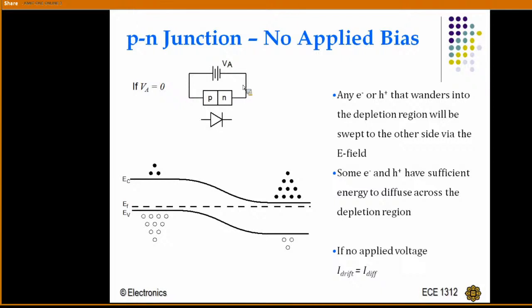Right, I just explained the open circuit value: Vi is equal to 0 if I am not applying any bias. Now what is going to happen if you are not applying any bias? See that this is a barrier height, and the barrier height is very, very high. Any electron or hole that wanders into the depletion region, that's why with no applied voltage, drift current is equal to diffusion current. That means initial recombination will take place.